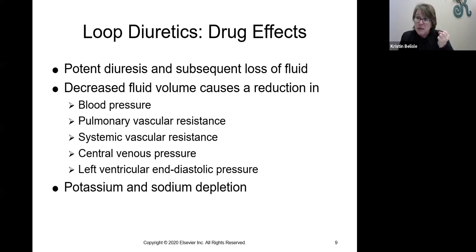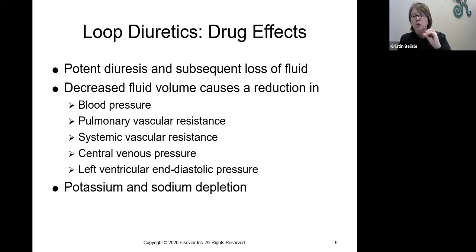It is a lot. It's a big chunk compared to 5 to 10%, right? On the other side, on the distal convoluted tubule. So it's a potent diuretic. We have subsequent loss of fluid. They urinate. Because of the decreased fluid volume, it's going to reduce our blood pressure. Like I said, pulmonary, systemic, and central resistance are going to decrease. Central venous pressure will decrease, and left ventricular end diastolic pressure will decrease.